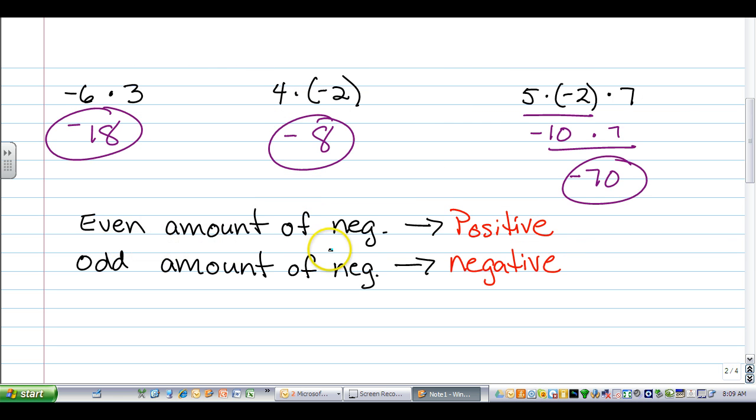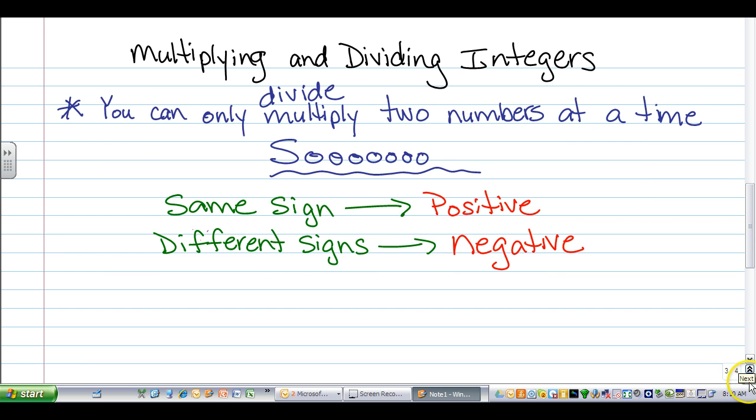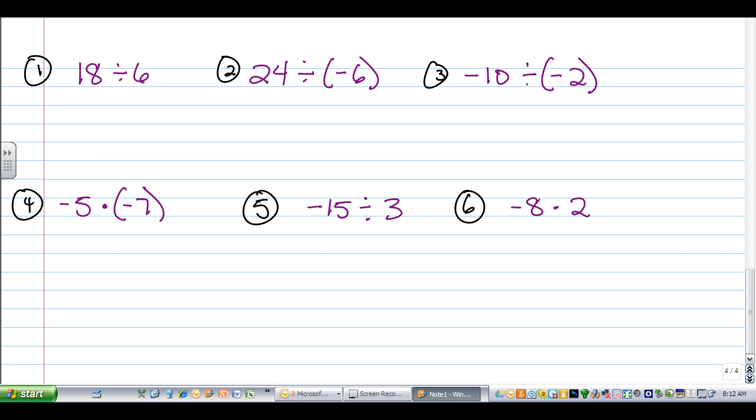Or if you want to think about the other way, if they have an even amount of negatives, positive. Odd amount of negatives, negative. Doesn't matter, whichever way works best for you, or like I said, come up with another trick that you like. Okay, so let's put some of this to the test. All right, here we go. Take a look at your notes. And remember, we multiply and divide as usual, and then decide if it's positive or negative.